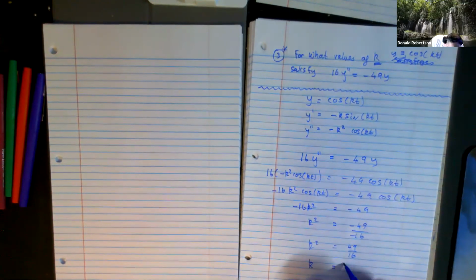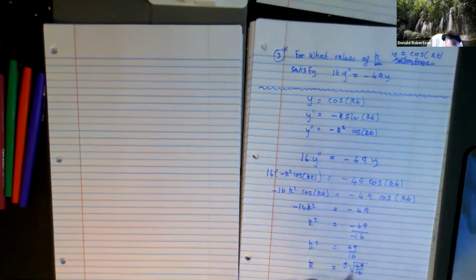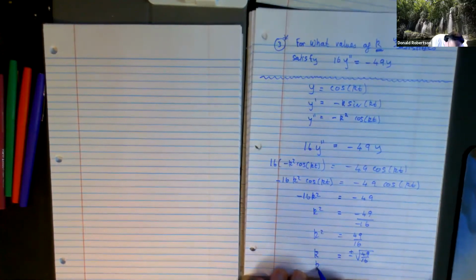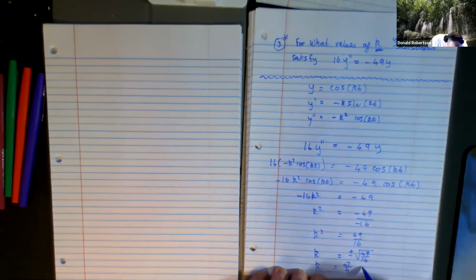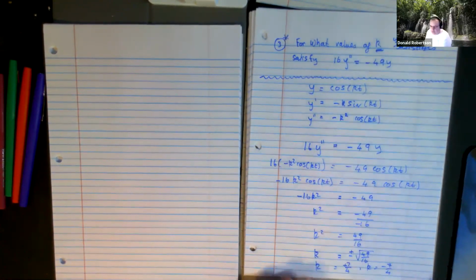Now, when you take a square root, there are two possibilities. A lot of people forget the minus. What that gives me is plus 7/4, and the other one is negative 7/4. Do you see that's the two k values that we were hunting for? For what values of k does this work? Are we good?